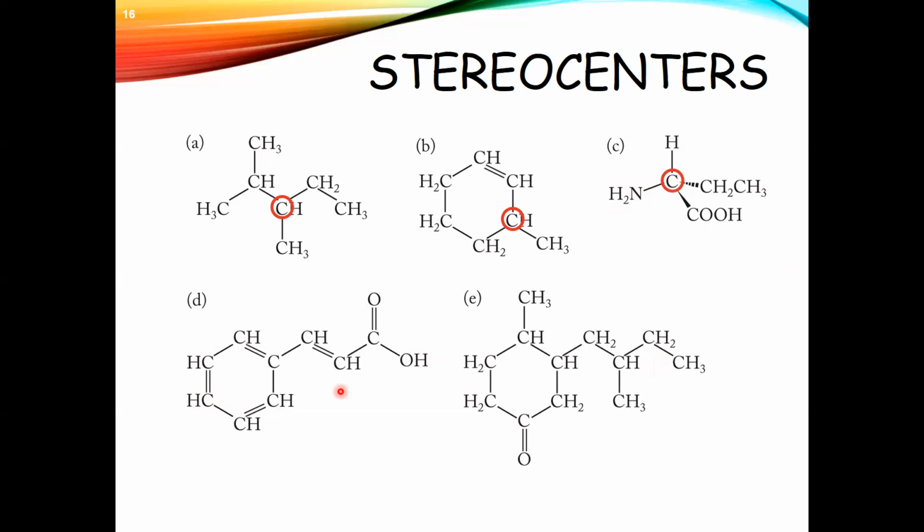Let's look at D now. In this molecule, it looks like every carbon is in a double bond somewhere. And so none of these are going to be chiral.